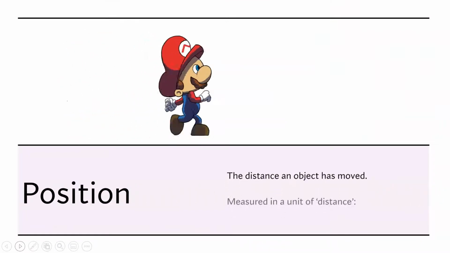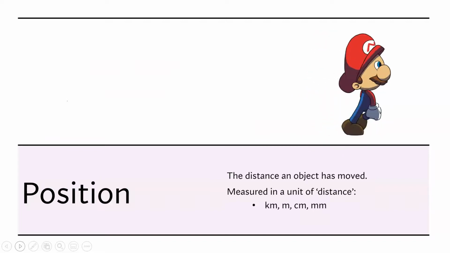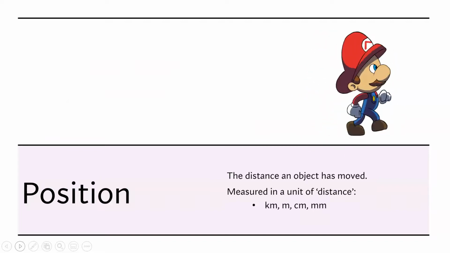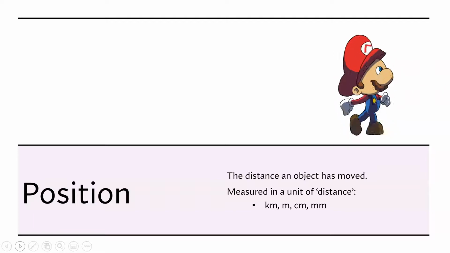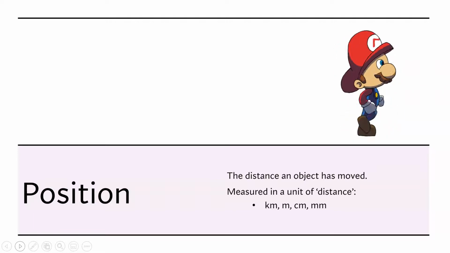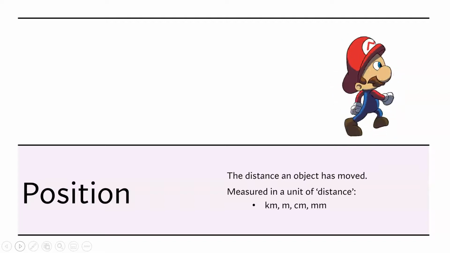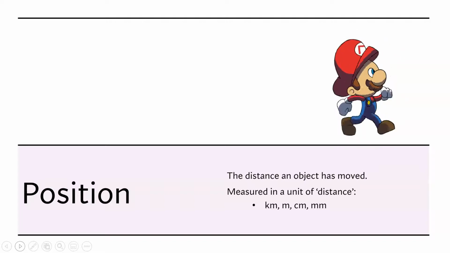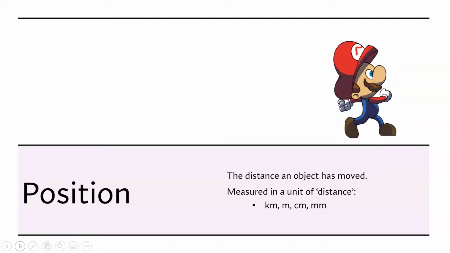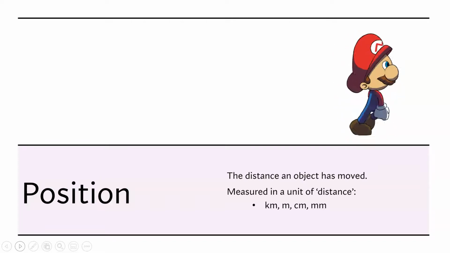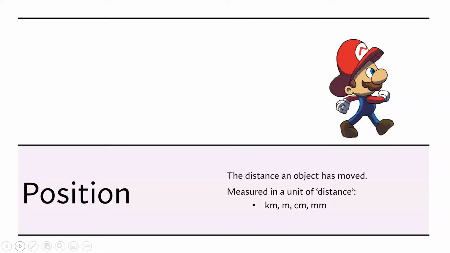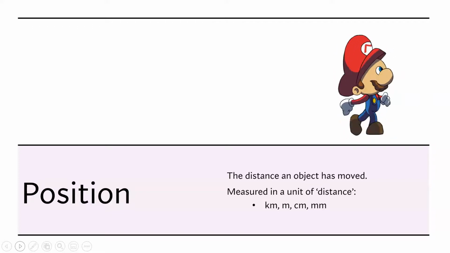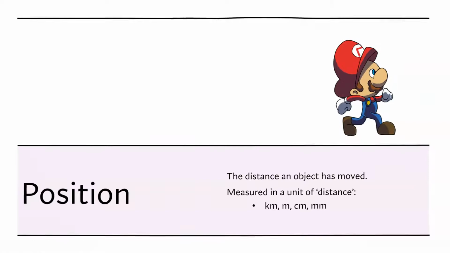Now when we think of position, we're thinking of the object moving from A to B. So it's that distance that the object has moved. And position is measured in a unit of distance. So for example, kilometers, meters, centimeters, millimeters. Okay, so it's that movement from A to B. So it could be driving from Melbourne to Canberra, from A to B. What is that distance?